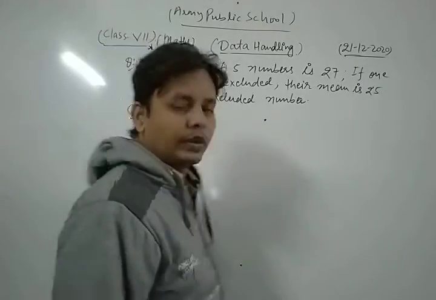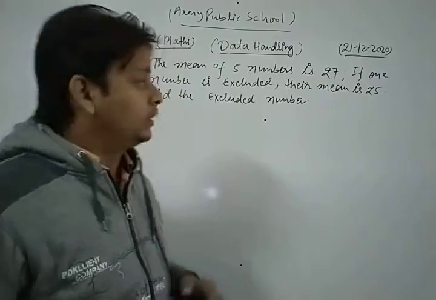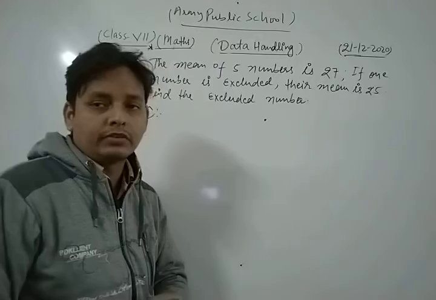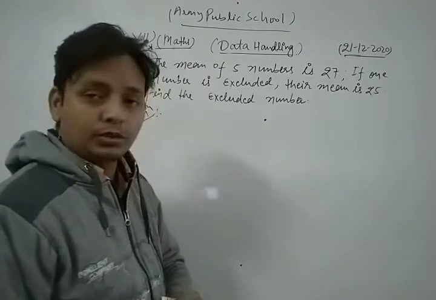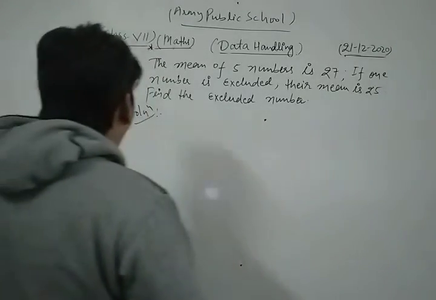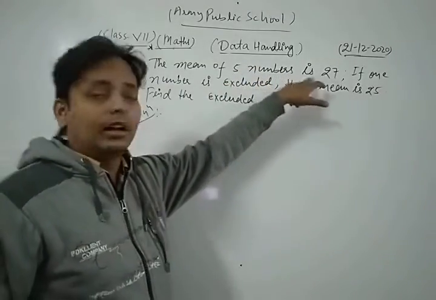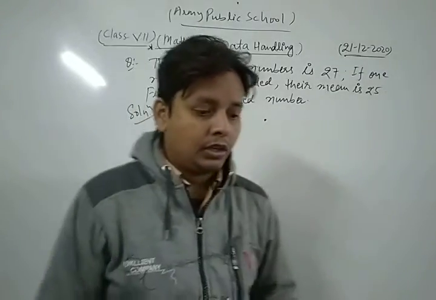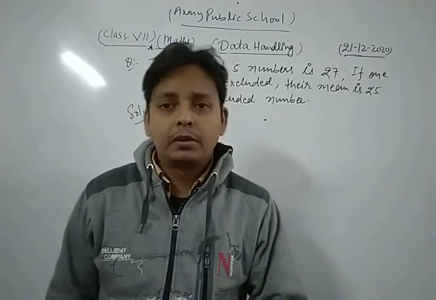Dear student, this is a very important question. In this question, the mean of 5 numbers is 27, and if one number is excluded, then their mean is 25. Find the excluded number. First of all, we find the sum of all 5 numbers, and as I discussed, the sum of all numbers is equal to the mean into the number of observations.